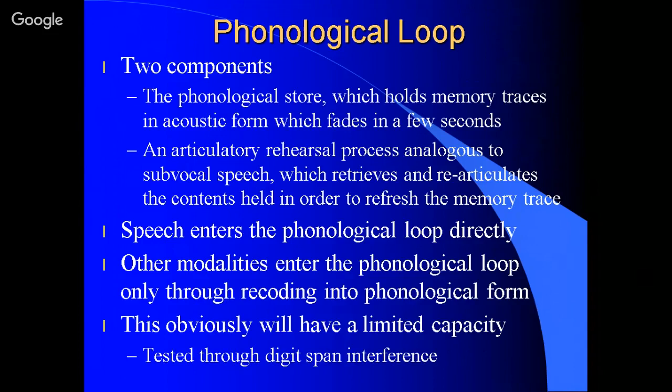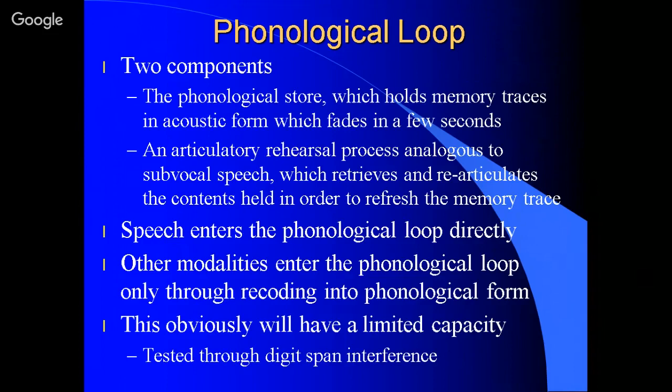Now, from the psychology point of view, the phonologic loop has two components. There is the phonologic store, they call it, which holds memory traces and fades over a few seconds. The word just sort of dies out. And then there is an articulatory component. You have to be careful here. Articulatory implies speech, right? There is an articulatory rehearsal process analogous to subvocal speech, which retrieves and rearticulates the contents held in order to refresh the memory trace. You have to keep saying it over and over to yourself if you're going to remember it, until it's stored. And once it's stored, you can bring it back anytime you want.